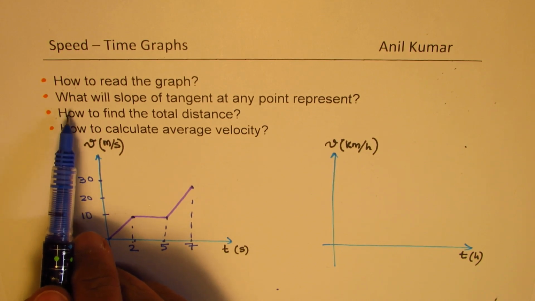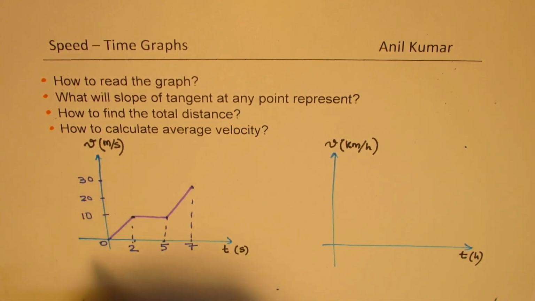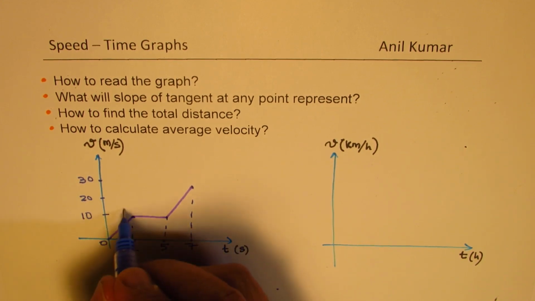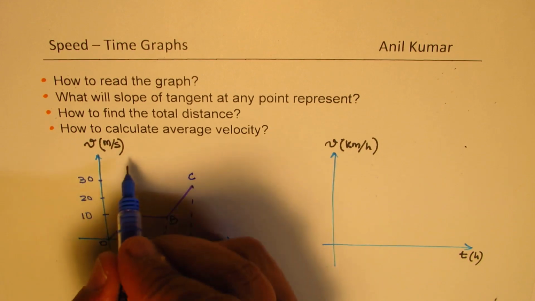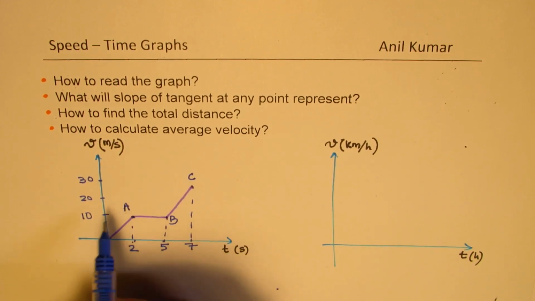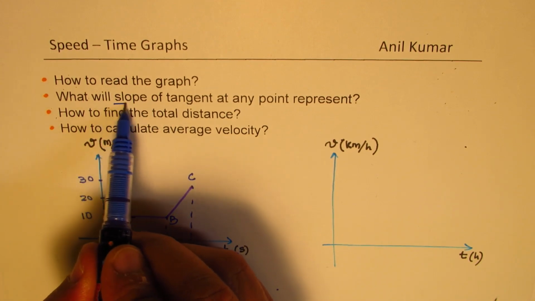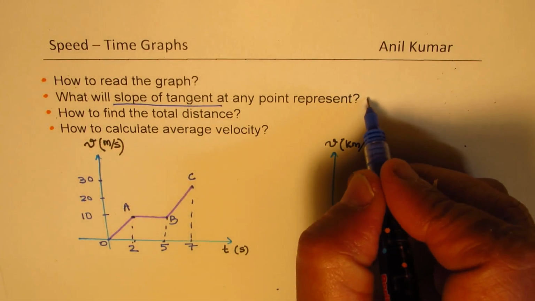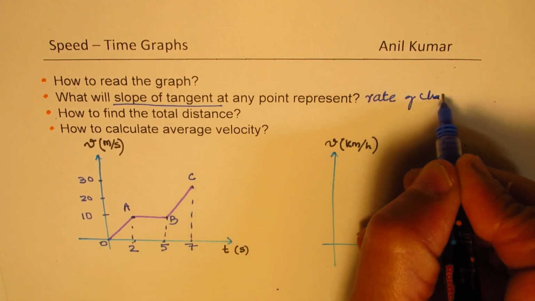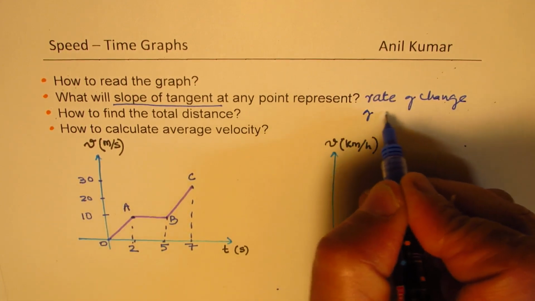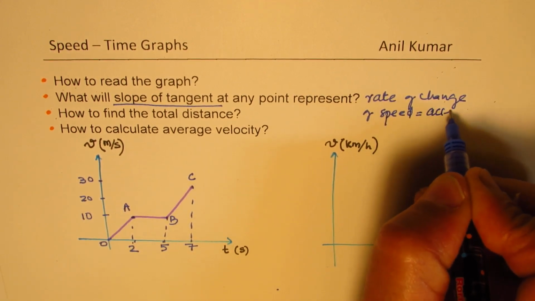Now the question comes, what will the slope of the tangent at any point represent? Now let's say from O to A, let's call this A, B, and C. Right? So from O to A, what is the rate of change of velocity? Slope of the tangent will be acceleration. We are saying rate of change of speed, which is equal to acceleration.